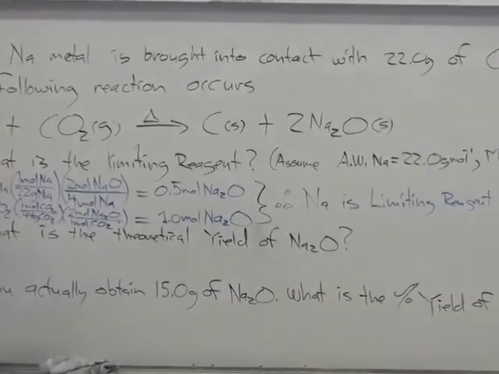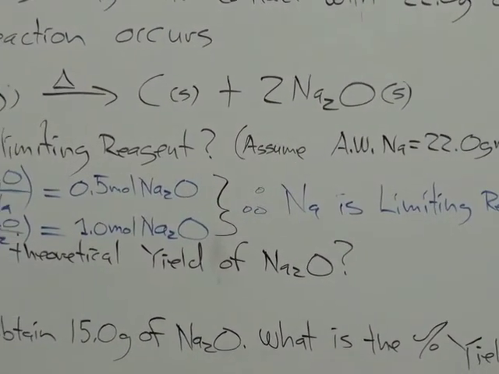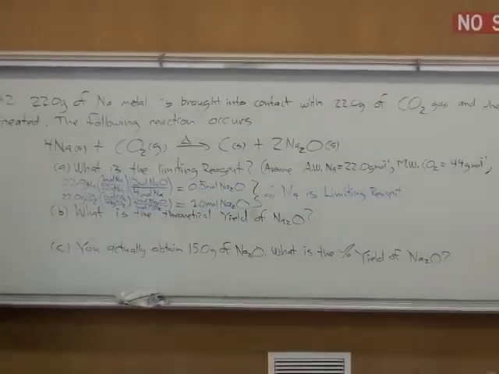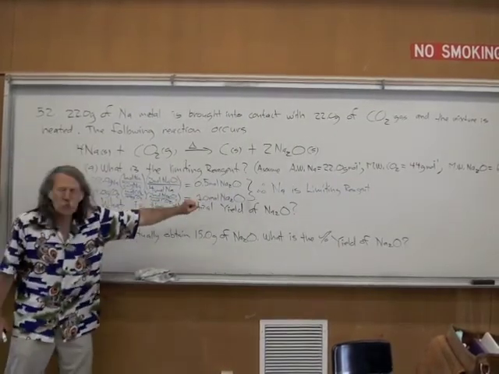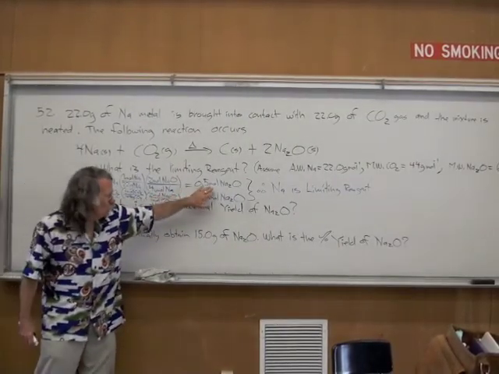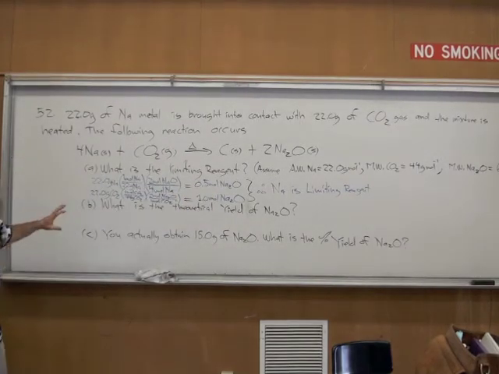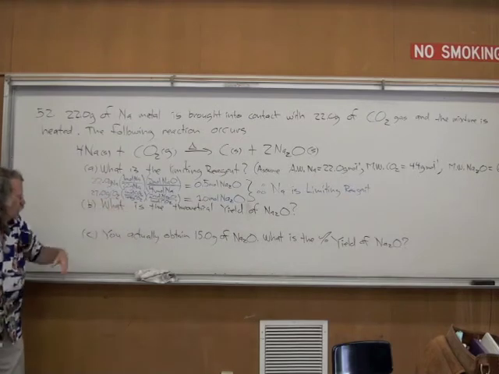Therefore, sodium is the limiting reagent. In other words, if this reaction goes completely as written, I'm limited by the sodium. I can't get any more than this. So that's my limiting reagent, and we've done all the heavy lifting, and that wasn't even that heavy a lifting, to answer the next part of the question.